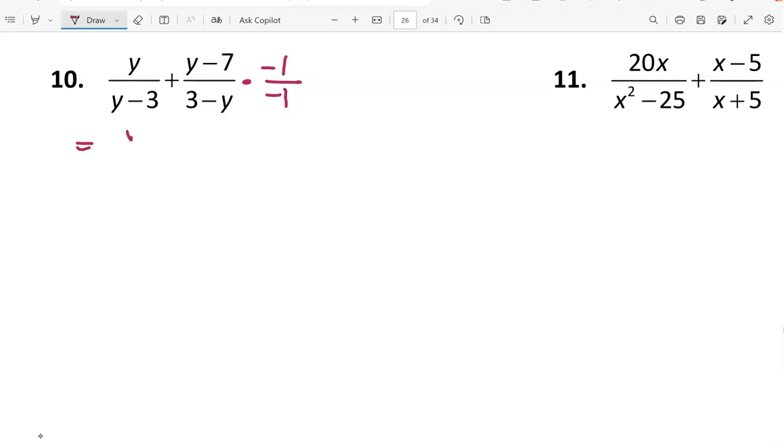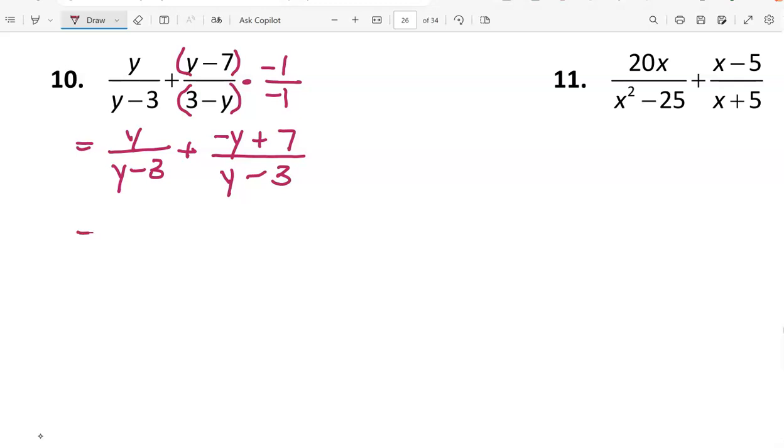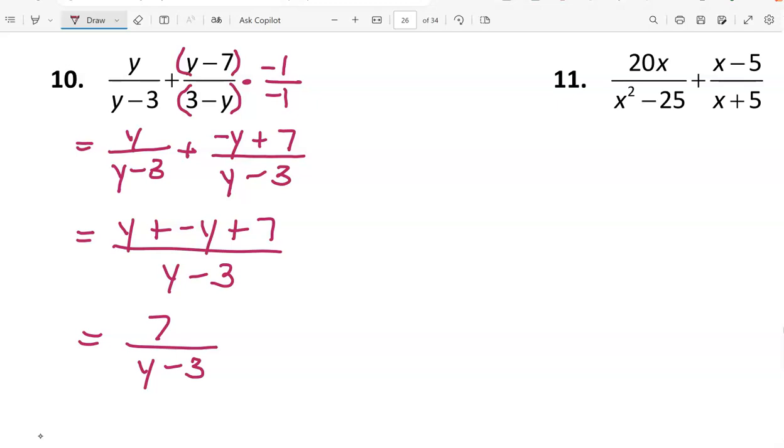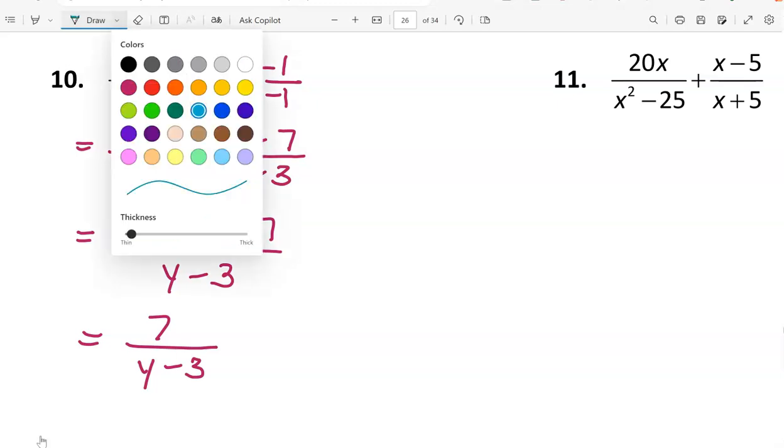So this is y divided by y minus 3 plus, and now we multiply that -1 to each term in the numerator and also to each term in the denominator. So that's going to give us -y plus 7 over y minus 3, because -1 times 3 minus y is its opposite, y minus 3. Now I'm going to add the numerators together and simplify the numerator, and the final answer is 7 divided by y minus 3.